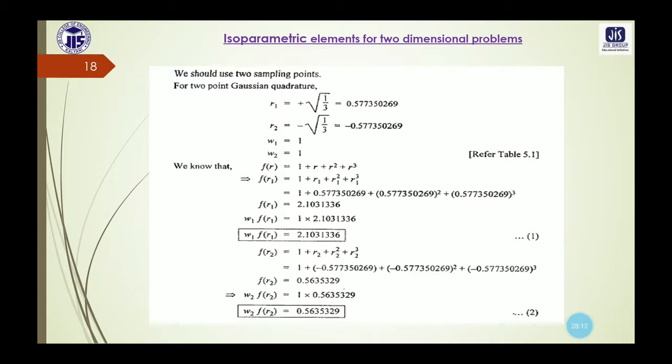Next, we need to find the value of f(r2), which is 1 plus r2 plus r2 square plus r2 cube. So putting the value of r2 as minus 0.577350269, we are getting the value of f(r2) as 0.5635329, and if we multiply this with w2, then we are getting the value of w2 into f(r2) as 0.5635329. This is our equation number 2.